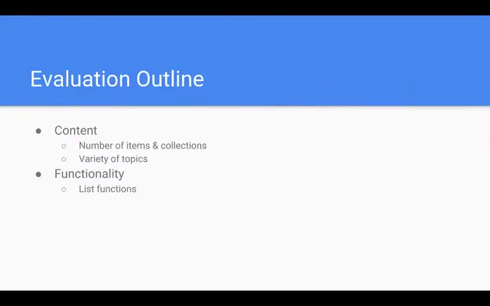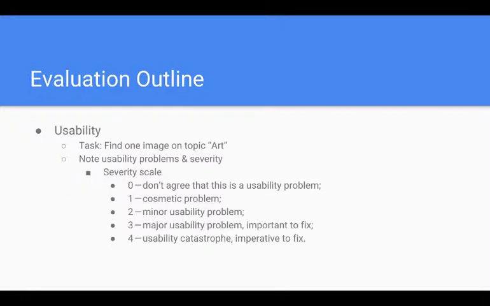To conduct the evaluation, we will be looking at three major categories: content, functionality, and usability. Content will look at the number of items and collections and the variety of topics. Function will list the functions and how rich they are. Usability will be the most involved section. We'll do one task to quickly take a look through the interface and how it supports task completion. After the task, I'll note any usability problems which arose and their severity based on a scale of 0 to 4. 0 means that it is not a usability problem, and 4 is a usability catastrophe, which must be fixed.